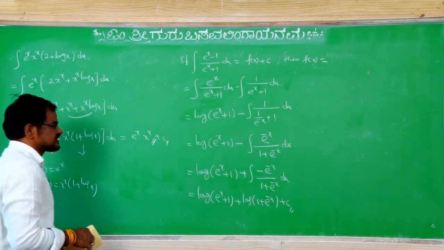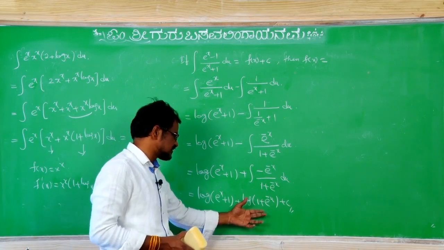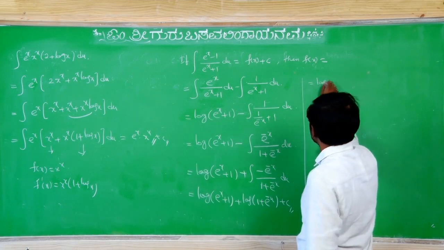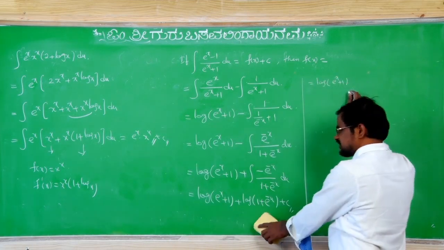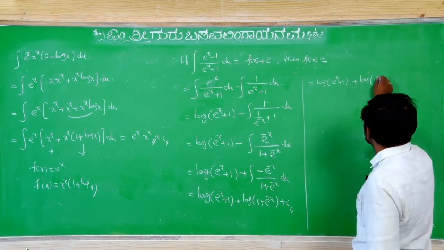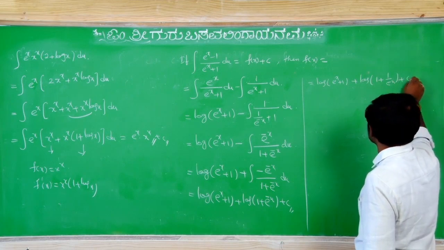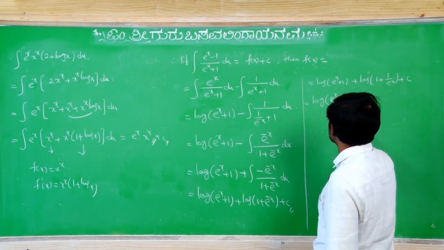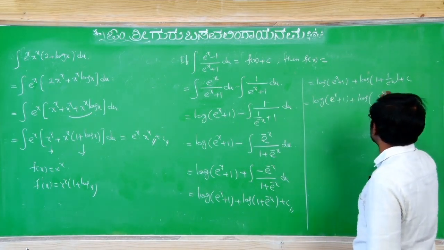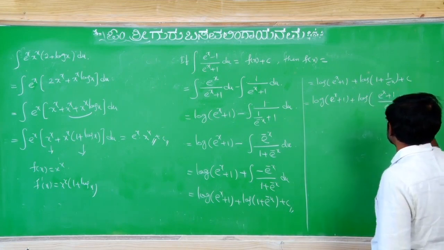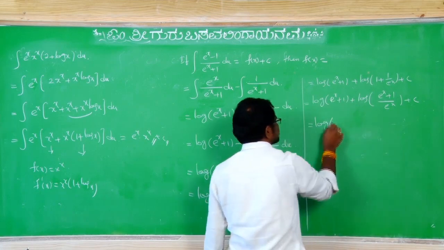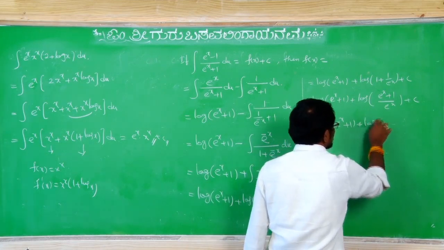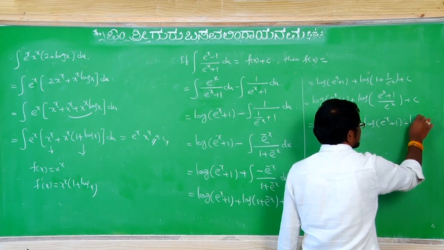Still you can simplify this one. If you write 1 by e power x like this, this is as it is log of e power x plus 1, and again if you simplify this one, plus log of 1 plus 1 by e power x plus c, that is equal to log of e power x plus 1 by e power x, plus c, that is equal to log of e power x plus 1, using the log a by b form or log m by n form.